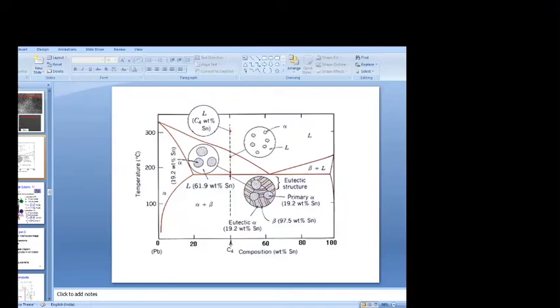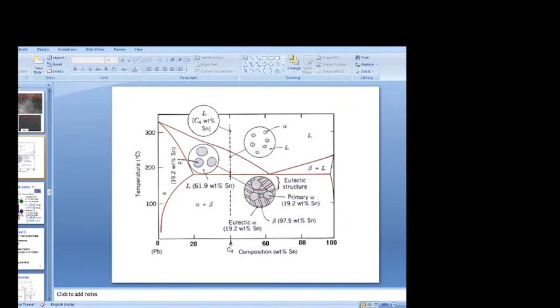and also the phase that is precipitating through the alpha plus liquid field. So this distinguishes eutectic alpha and primary alpha, both of which are indicated in this particular figure. As you can see, that figure is defining both alpha phases.